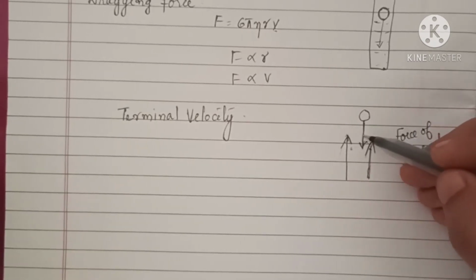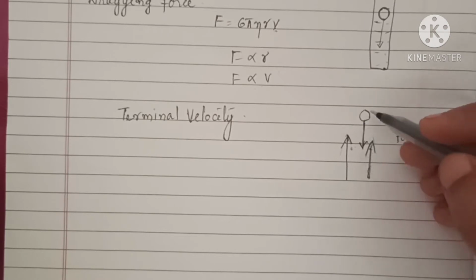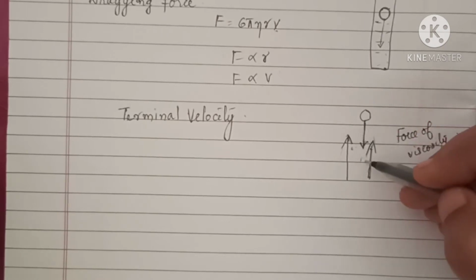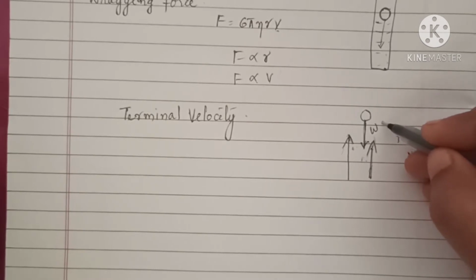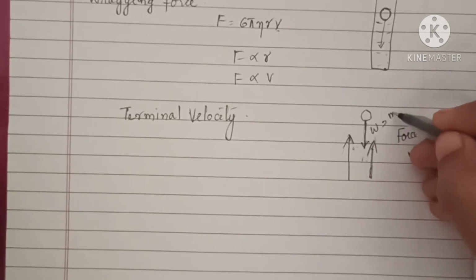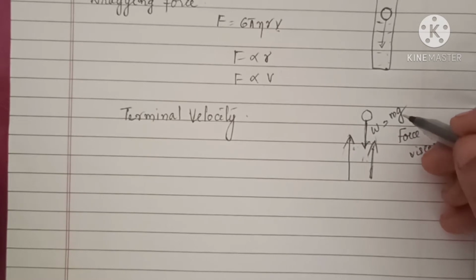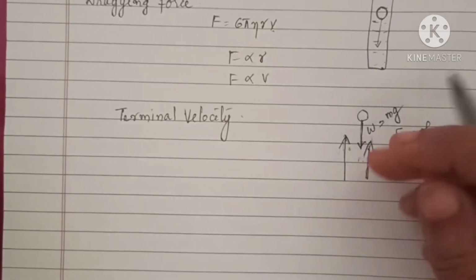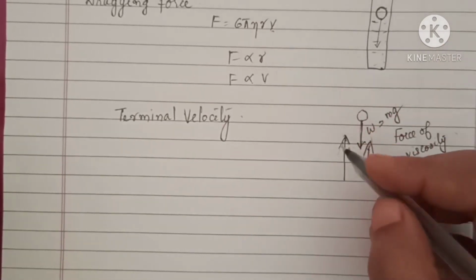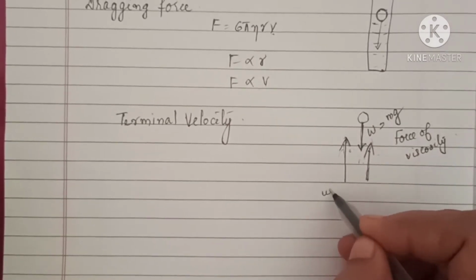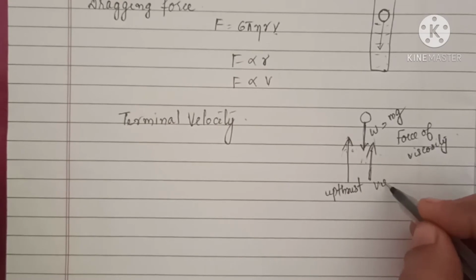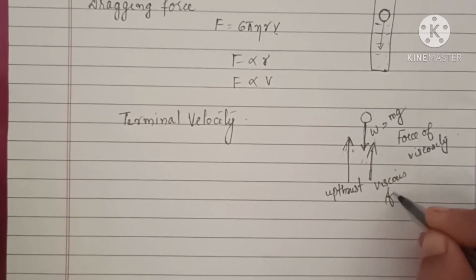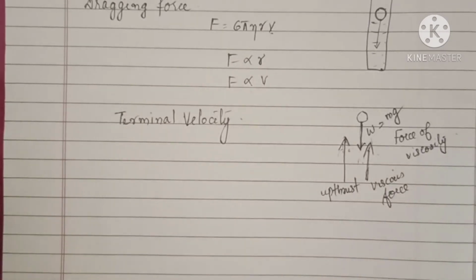Now again the body is moving like this. So the body has a weight which is acting in the downward direction. So this is the weight of the body, which we can call mg. Mg you have studied, the weight of the body. Then two forces are acting in the upward direction. That two forces are, first one is upthrust or buoyancy, and second one is the viscous force, which is given by Stokes law. Clear for you?